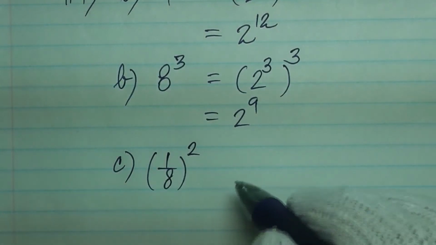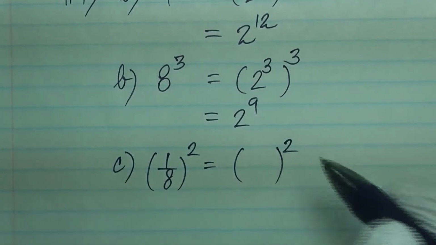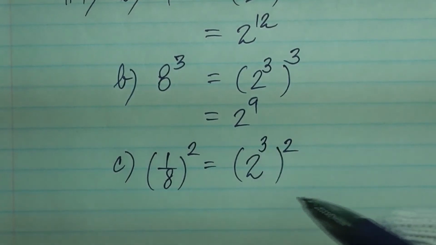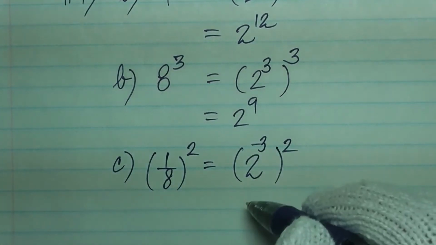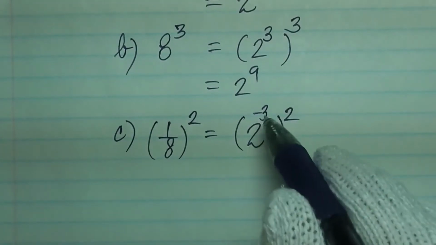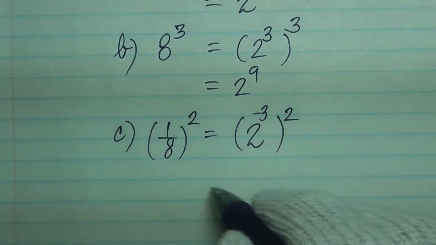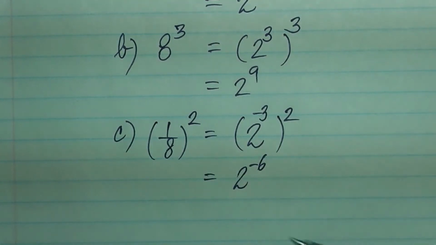One over 8 to the exponent 2. They want the base to be 2. 2 to the 3 would give me 8. 2 to the negative 3 will put the 8 in the denominator. 2 to the negative 3 is the same as 1 over 8. Negative 3 times 2 gives 2 to the exponent negative 6.